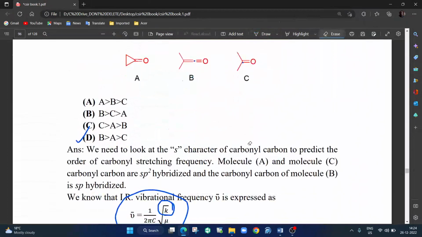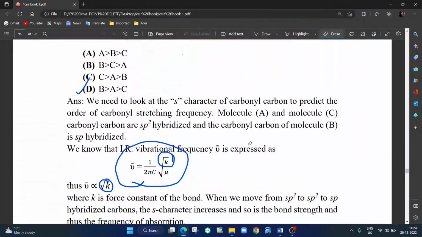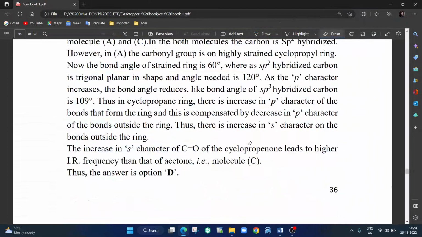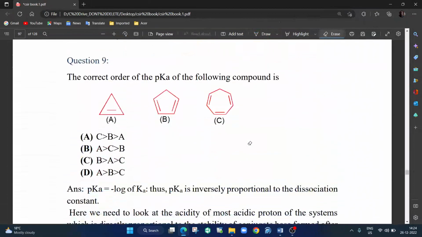What I have written here, please go through it slowly. I am going through slowly. You can pause it and read it again and again. Okay. Moving to the next question. The correct order of pKa for the following compounds.